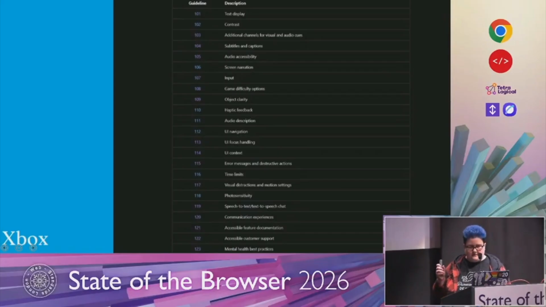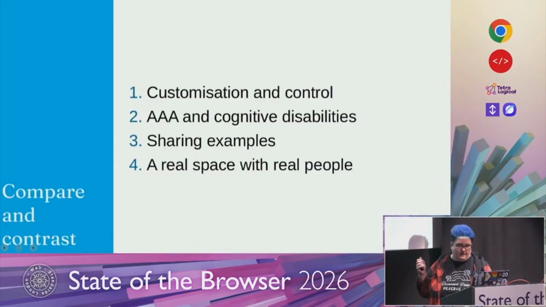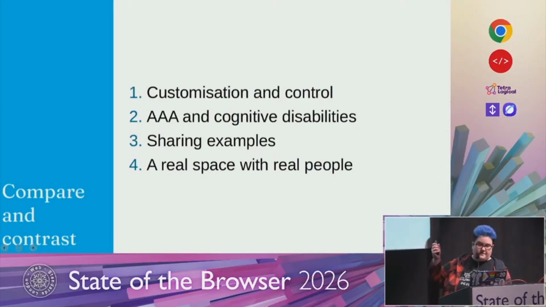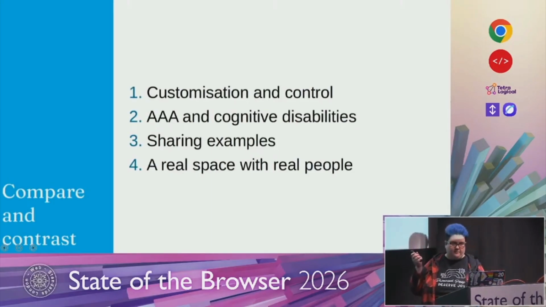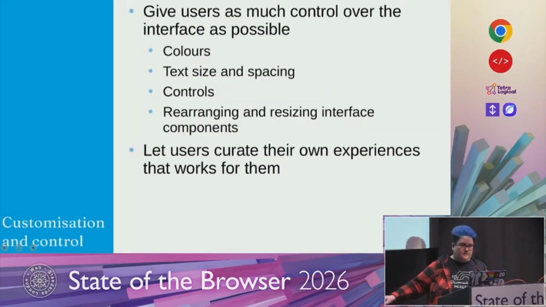And so what I thought I'd do for fun was I compared all of these things against WCAG 2.1, because that was the WCAG at the time. And these are the main differences between the web and video games: customization control, AAA, cognitive disabilities, examples, and a real space of real people. We're going to go over these one by one.